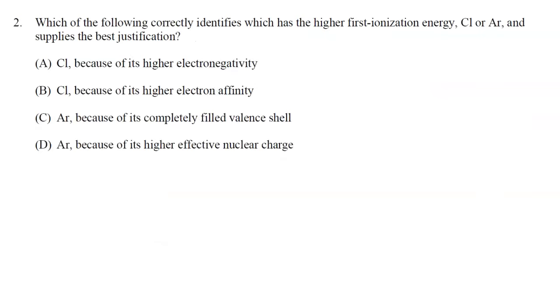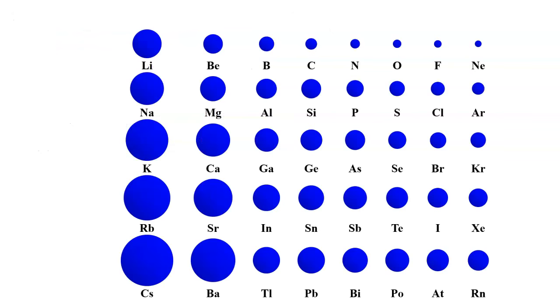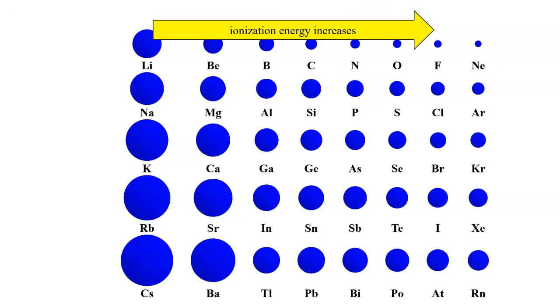Now, let's take a look at question 2. It says, which of the following correctly identifies which has the higher first ionization energy, chlorine, Cl, or argon, Ar, and supplies the best justification? So I'm going to show you that same diagram that I showed you for question 1, but this time, instead of talking about the trend in atomic radius, I'll show you the trend for the first ionization energy.